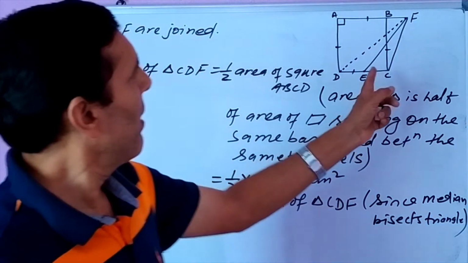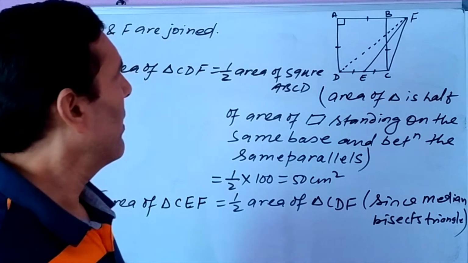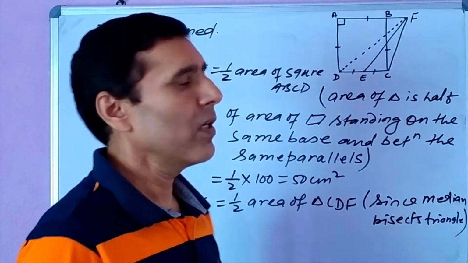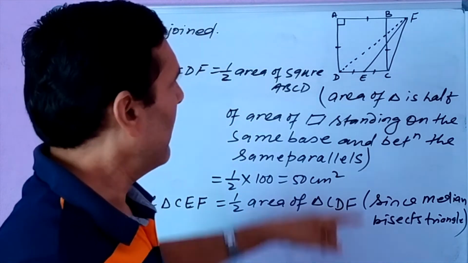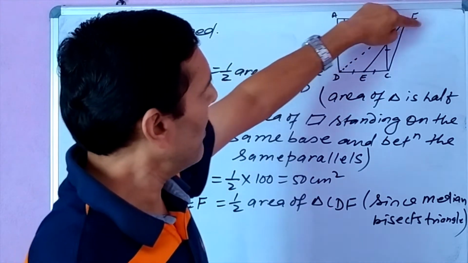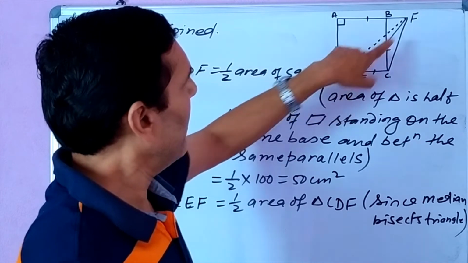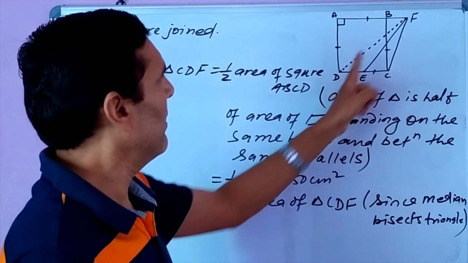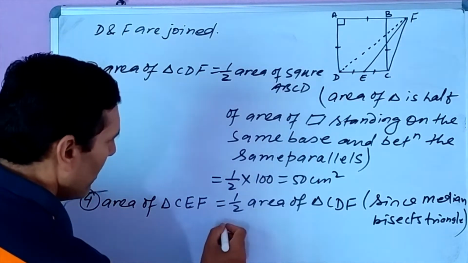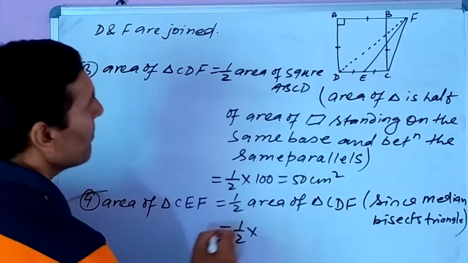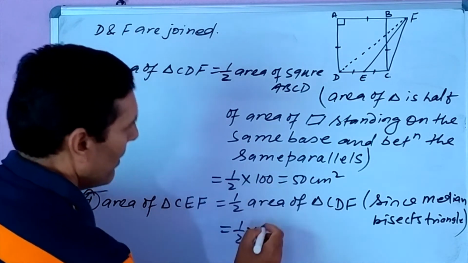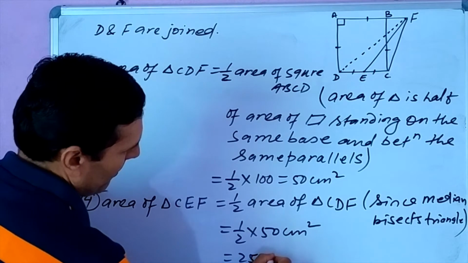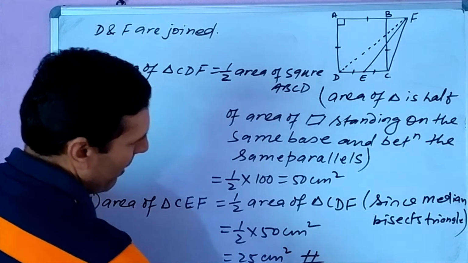Because here E is the midpoint of CD, therefore EF is a median of triangle CDF, so it bisects the triangle. That means the areas of triangle CEF as well as DEF will be half of the area of triangle CDF. So it is 1 by 2 into, what is the area of triangle CDF? It is 50 square centimeters, so it is 25 square centimeters. This is the required answer.